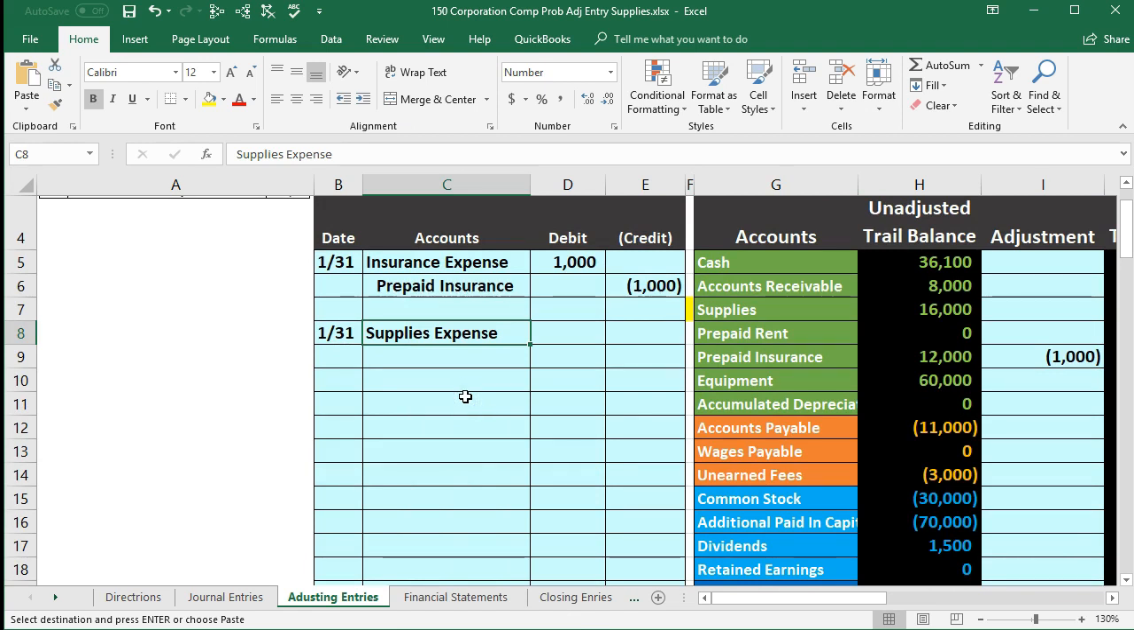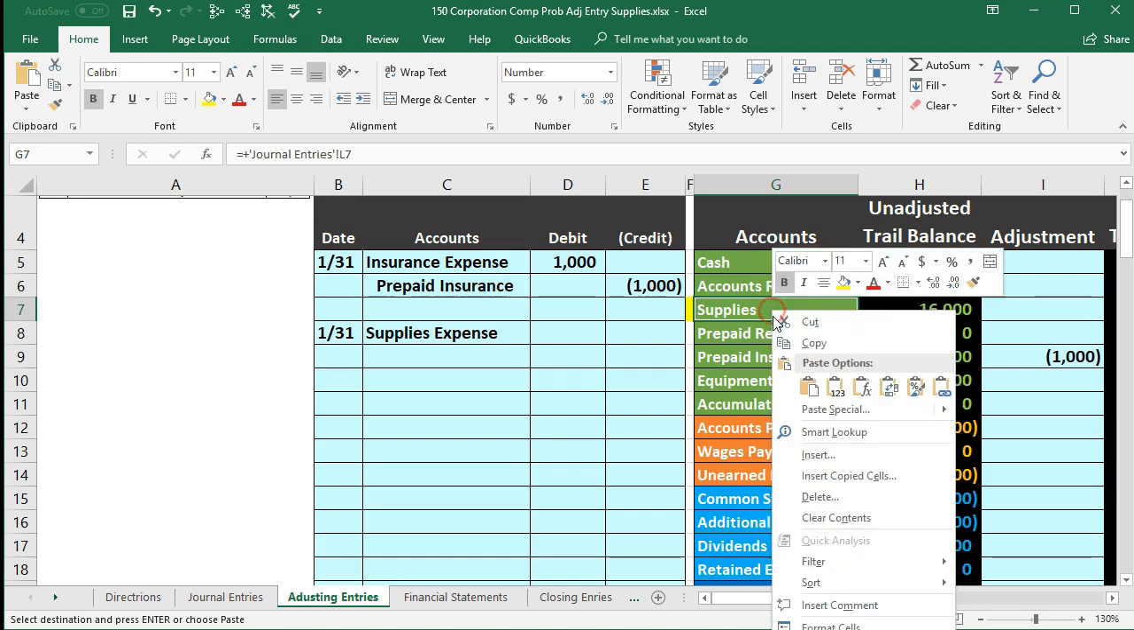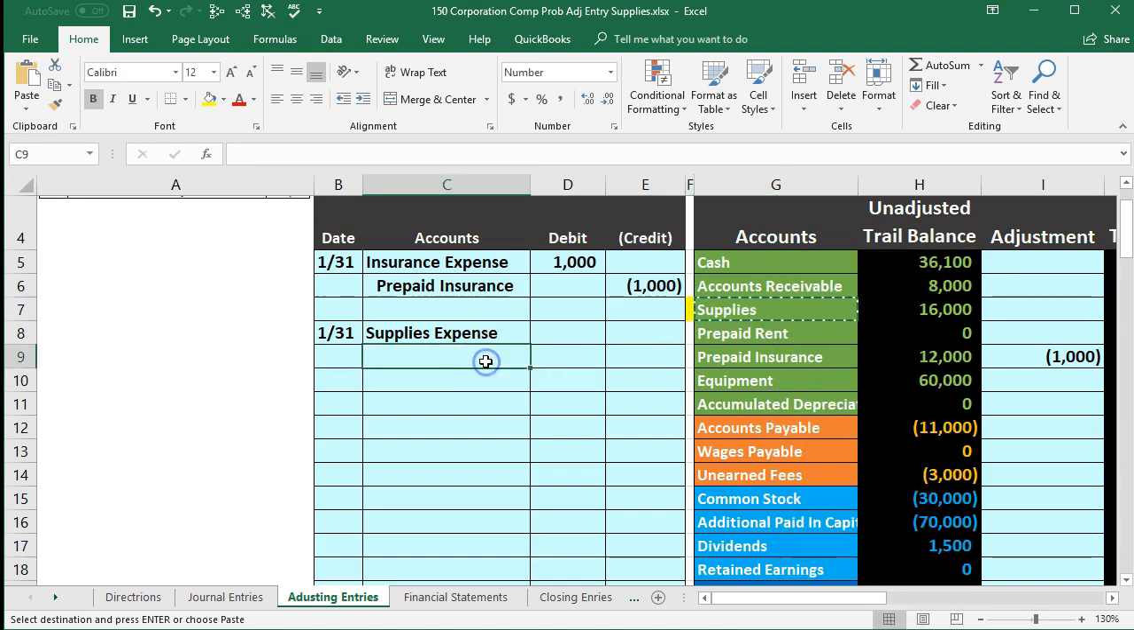And we know if there's only two accounts and the other account is this one, then it must be credited. So note, I don't know the numbers yet. I don't know anything else, but I'm pretty sure just by the fact that it's an adjusting entry and we're dealing with supplies, we're going to debit supplies expense and credit supplies. So I'm going to right-click supplies, copy it, and put that in C9, right-click and paste 1, 2, 3. Then I'm going to indent that. Home tab, alignment group, indent, probably done for you already.